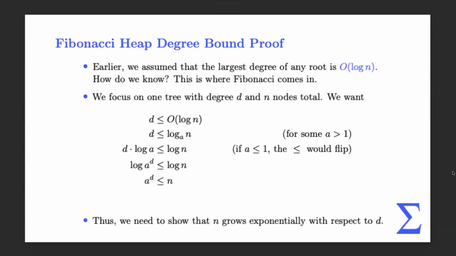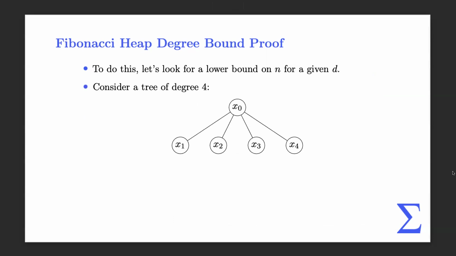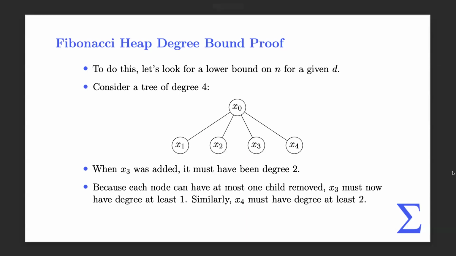Okay, so to show that n grows exponentially with respect to d, let's go the other way and look for a lower bound on n for some given degree. So if we have a tree of degree 4, there are more nodes below here that aren't showing. But when x3 was added, it must have been degree 2, right? Because if x0, x1, and x2 were all one tree, we merged x3 with x0 when x0 was degree 2, so x3 must also have been degree 2. And same thing for x4. Each node can have at most one child removed.